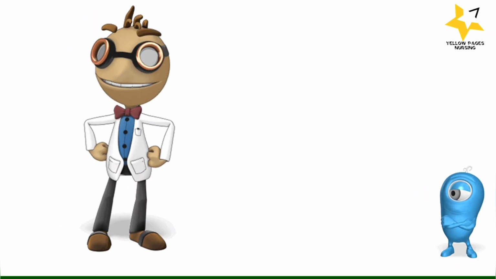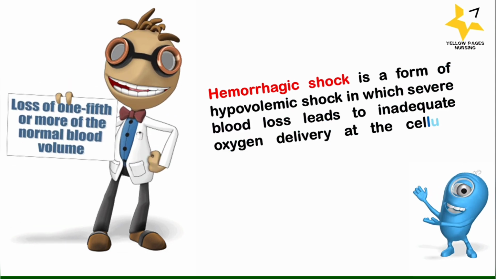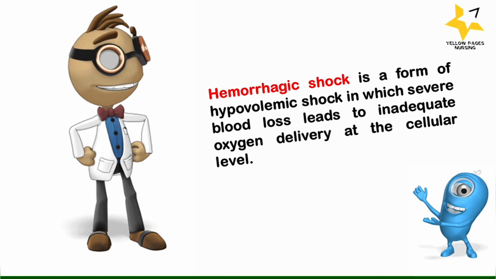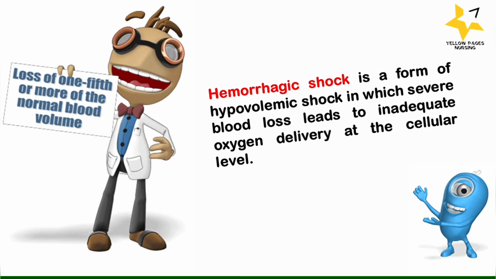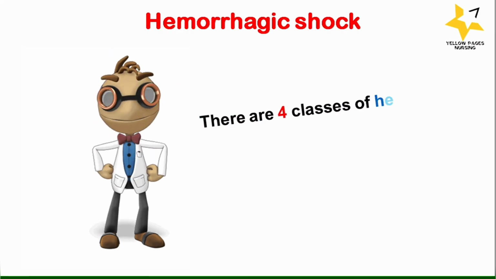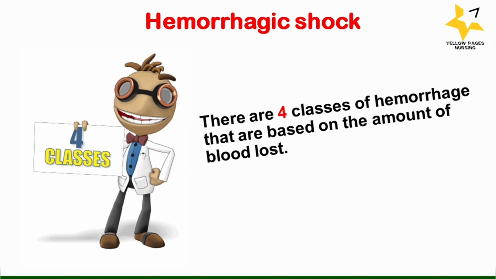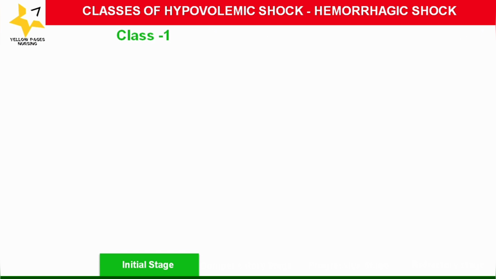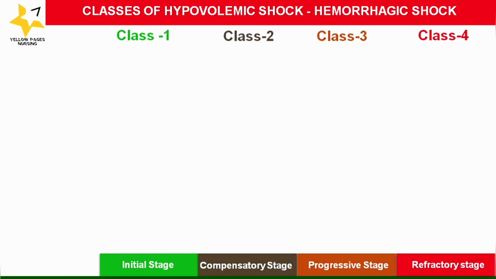What is hemorrhagic shock? Hemorrhagic shock is a form of hypovolemic shock in which severe blood loss leads to inadequate oxygen delivery at the cellular level. Now, classification. There are 4 classes of hemorrhage that are based on the amount of blood lost. They are Class 1, otherwise called initial stage, Class 2, otherwise called compensatory stage, Class 3, also known as progressive stage, and Class 4, known as refractory stage.